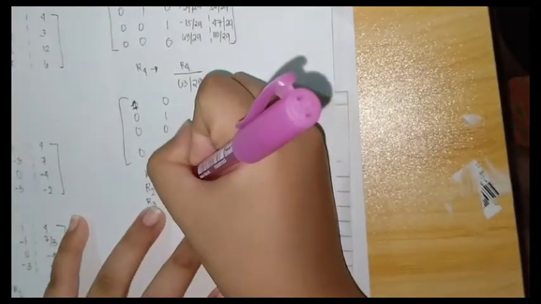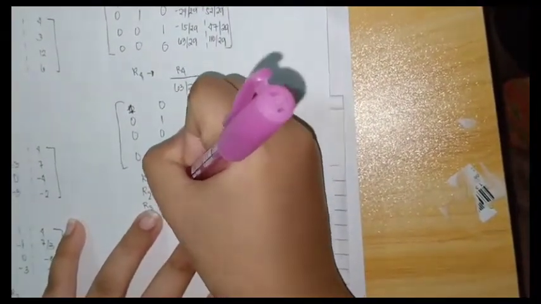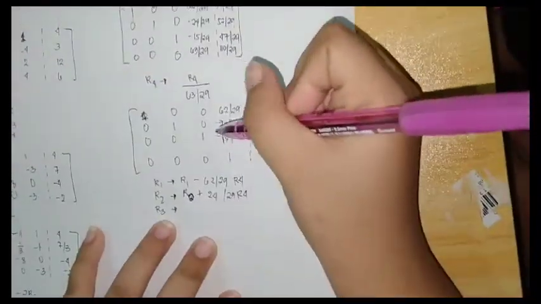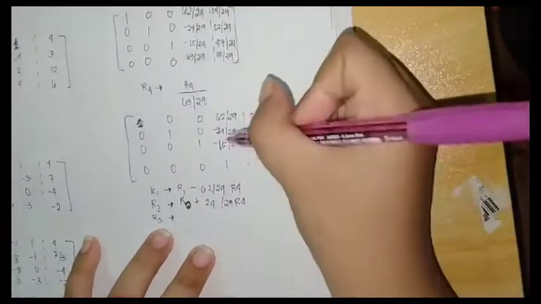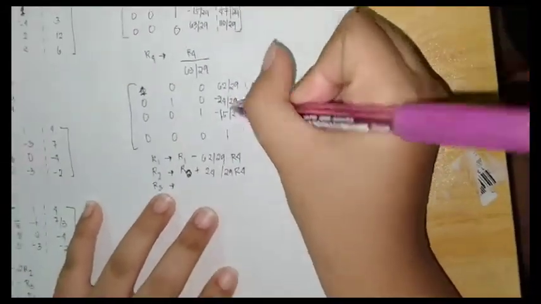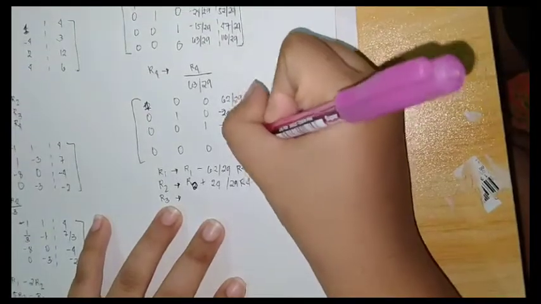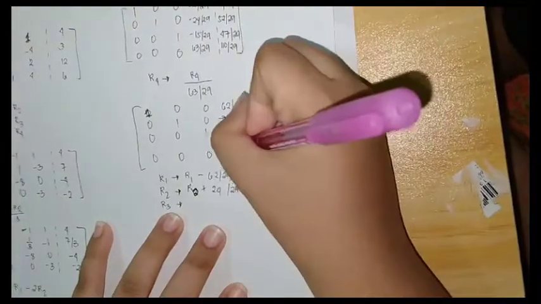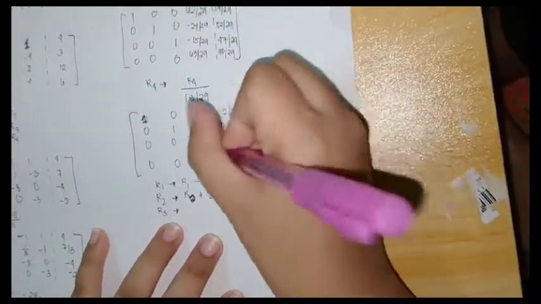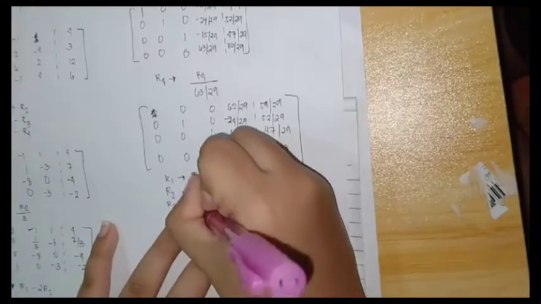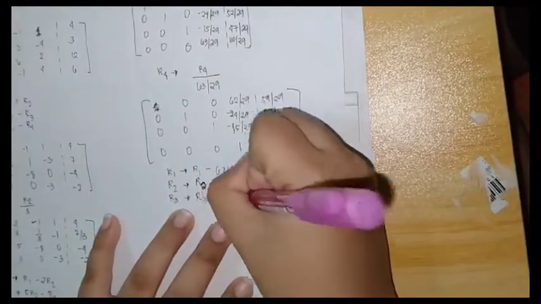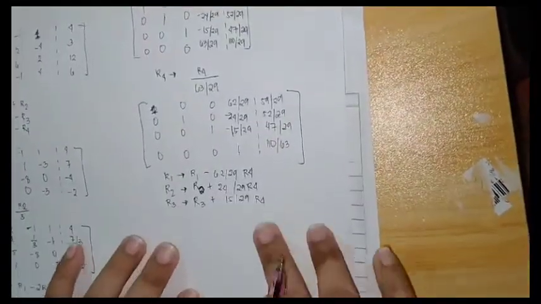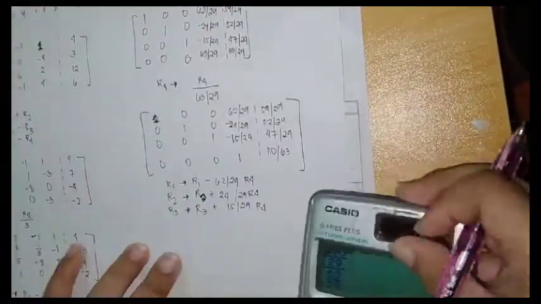I know it's wrong. Here is R2. It's my mistake. It's R2 here. So, for R3, multiply R4 by 15 over 29 and add the answer to R3. So R3 plus 15 over 29 R4. So next we're going to do this.